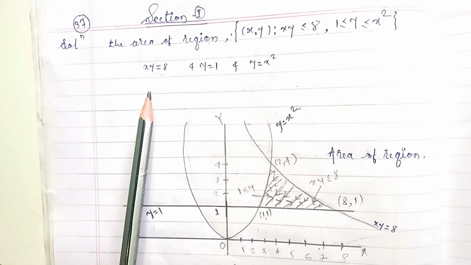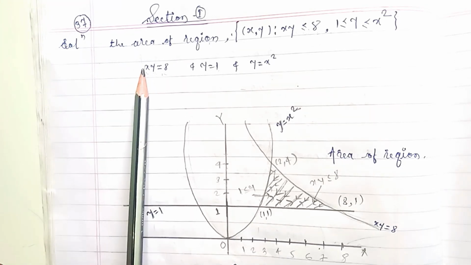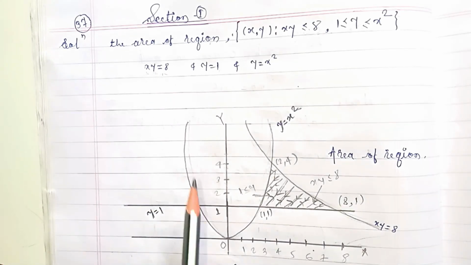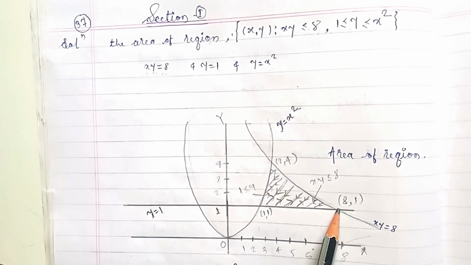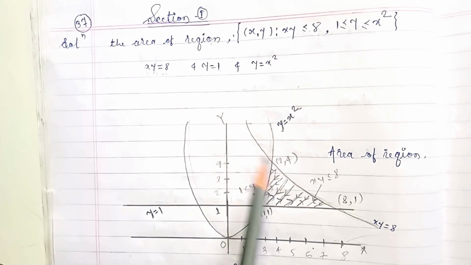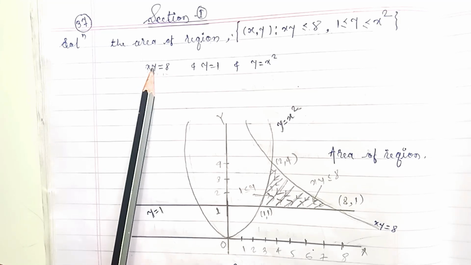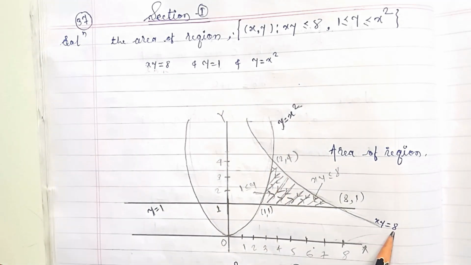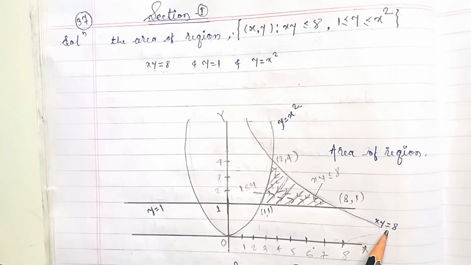So let me explain one point. If I consider x as 1, then I will get y as 8. If I consider y equal to 1, then x surely will be 8. So the first point is coming here. If I consider x as 2, then I will get y as 4. So the second point is coming here. So find out all the points which lie on this curve, and we will get that curve, xy equal to 8.